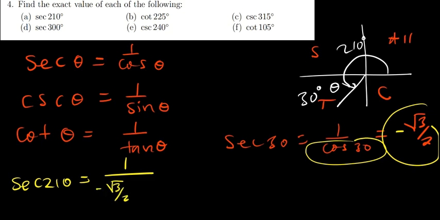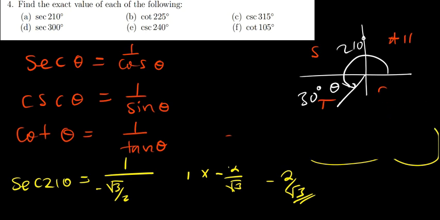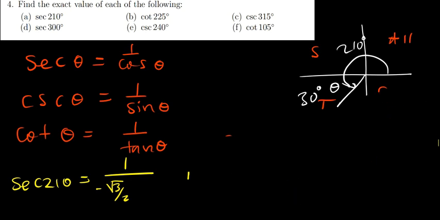This is basically the same as 1 times 2 over root of 3, but don't forget the negative. So the answer becomes negative 2 over root 3. This is the answer. I hope you have followed that one. So negative 2 over root 3, that's the answer. Let us go ahead and look at question B.